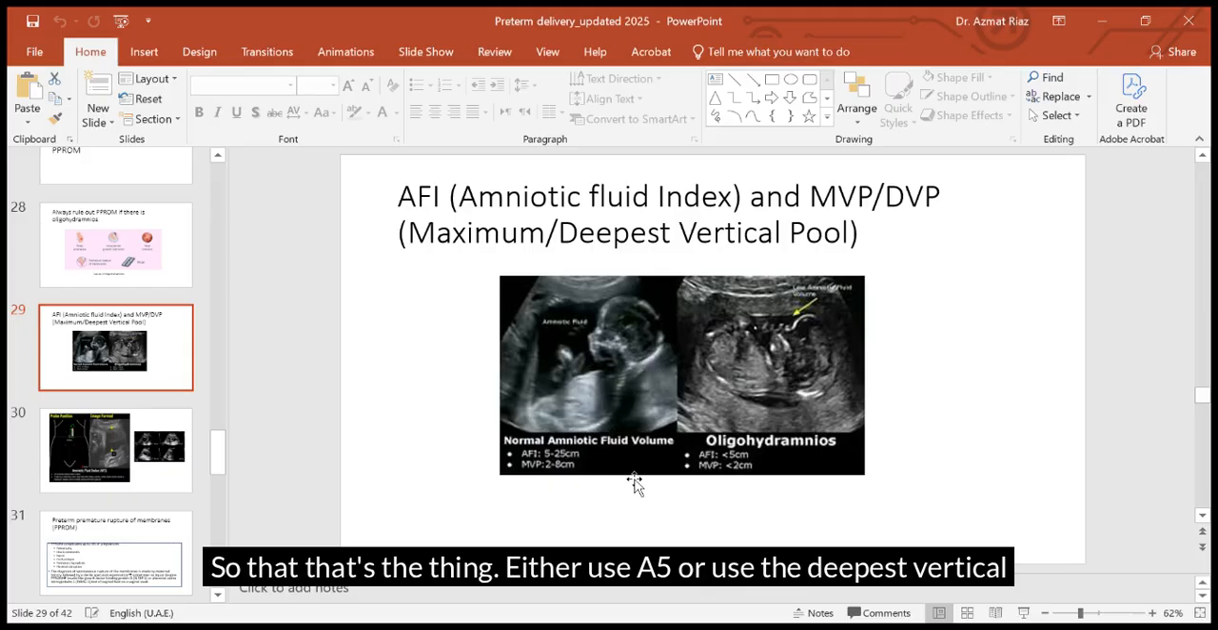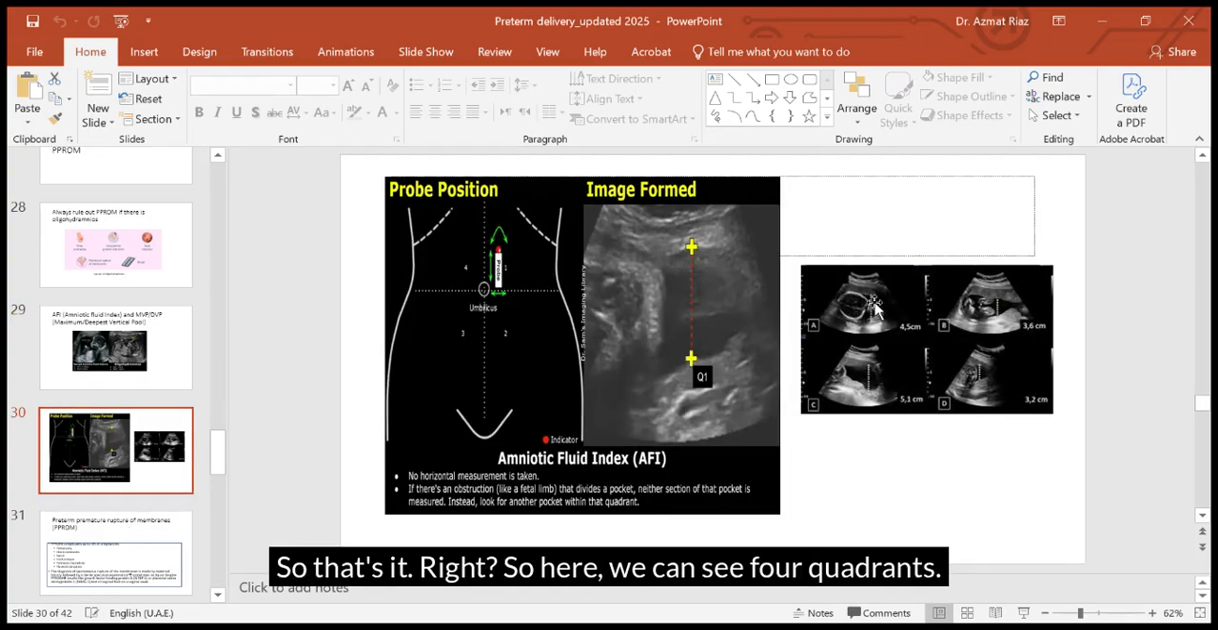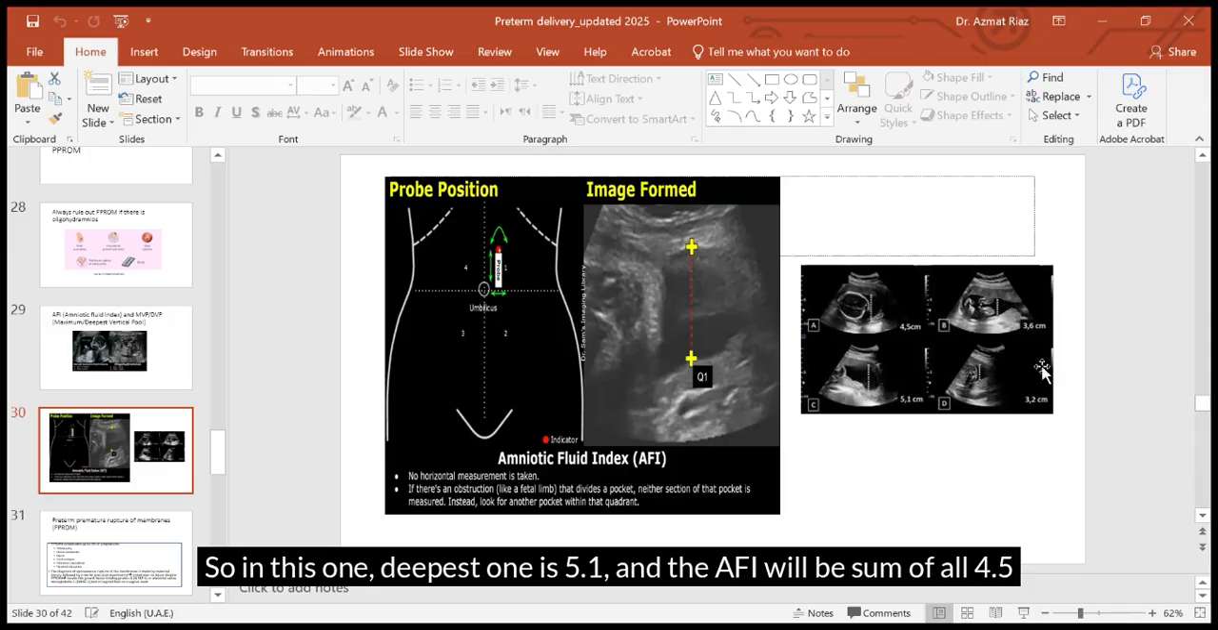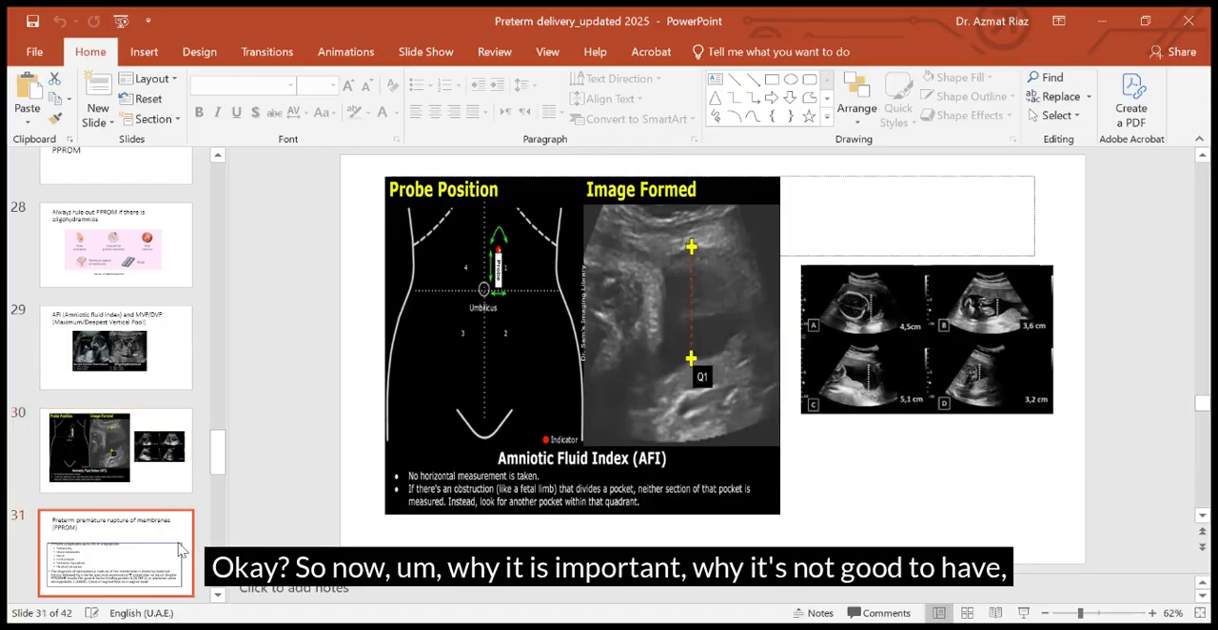Okay. So that's the thing. Either use AFI or use the deepest vertical pool, whatever. Okay. So that's it, right? So here we can see 4 quadrants: 4.5, 3.6, 5.1, and 3.2. So in this one, the deepest one is 5.1, and the AFI will be a sum of all: 4.5 plus 3.6 plus 3.2 plus 5.1. Okay.